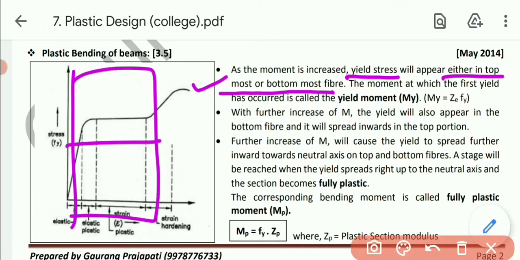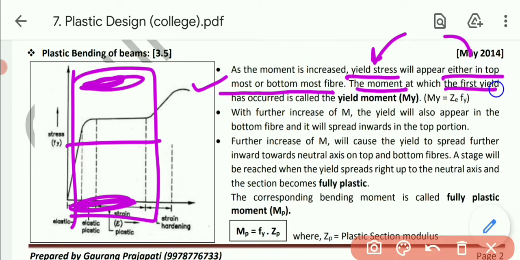So whenever the moment is increased, what will happen? Yield stress will appear either at the top or in the bottommost fiber. Say this one is the top fiber, this one is the bottommost fiber. Next, the moment at which the first yield occurs is called the yield moment, My. The formula will be Ze into Fy.